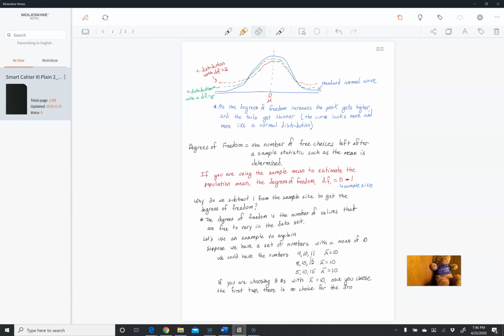What does this mean? If we choose nine and 10 as the first two numbers, I'll write it as 9 and 10.